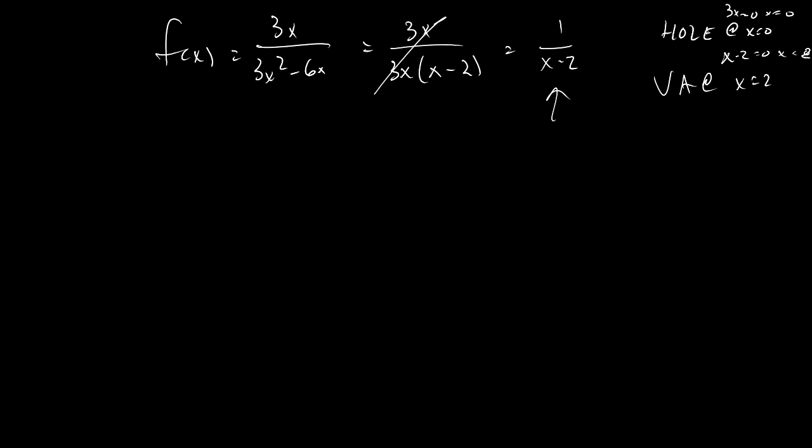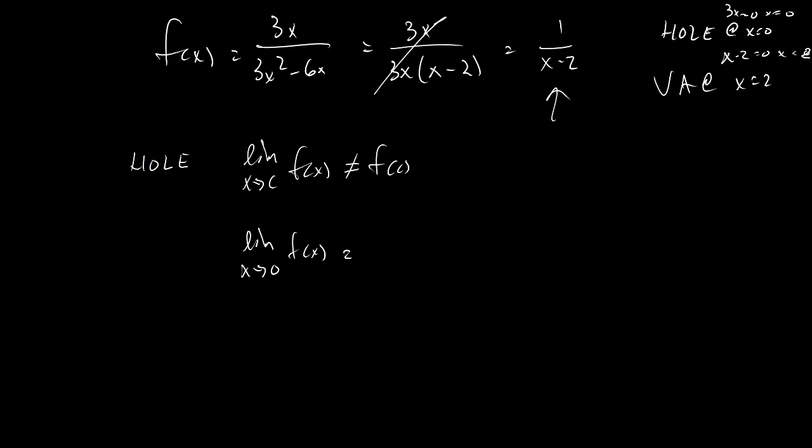So now that I know I have a VA and a hole, now I need to go back to the definition of these things. So for the hole, I need to show that the limit as x approaches my c value of my function does not equal my function value. That's it. So the value that I'm approaching is 0, so the limit as x approaches 0 of my function: if I plug in 0, I'm going to get 0 over 0, so that doesn't work, so I have to look at the left and right hand side.